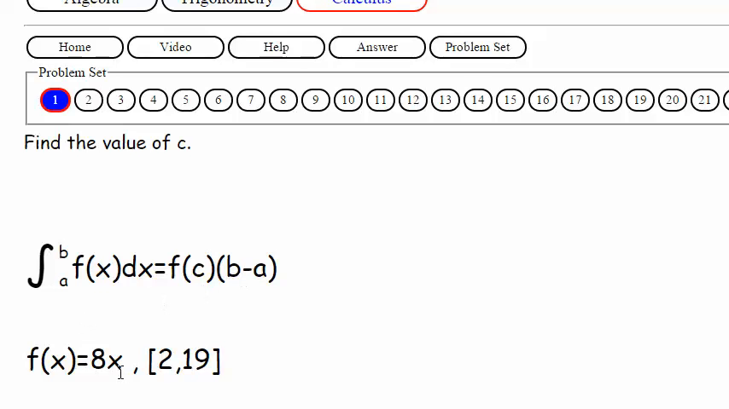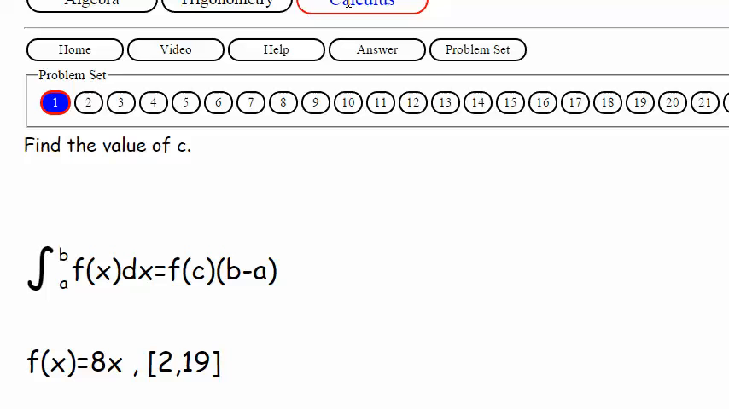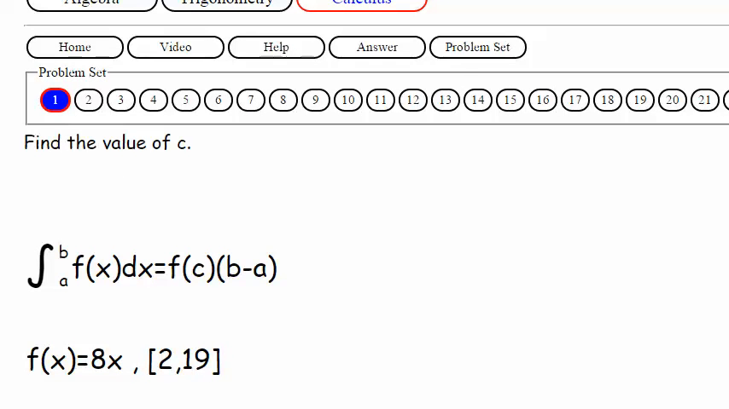Okay, pretty simple. So let me go ahead and write this down. f of x is equal to 8x. We're on the closed interval from 2 to 19. Alright, so bring up the whiteboard. There it is. I got it. So this was the equation here that we want to fill out and then solve for c.